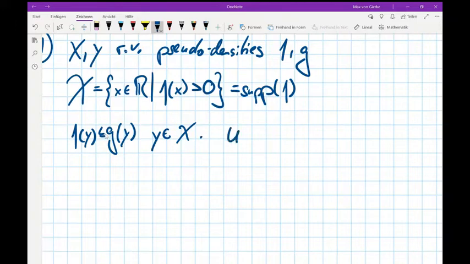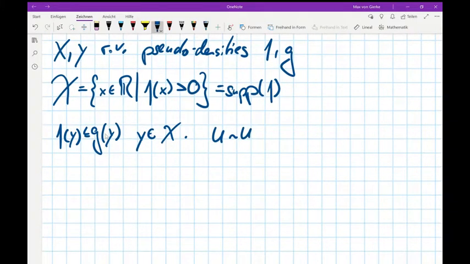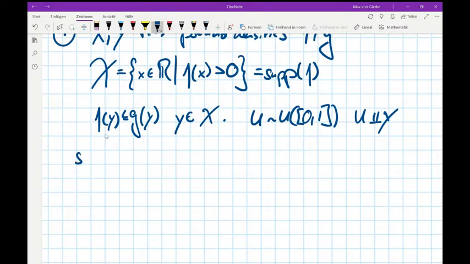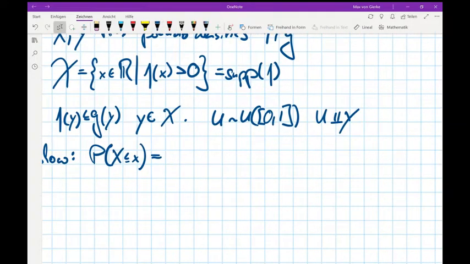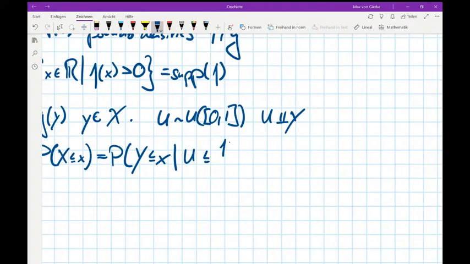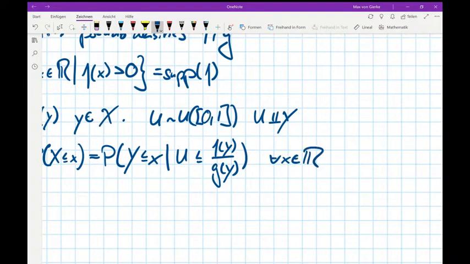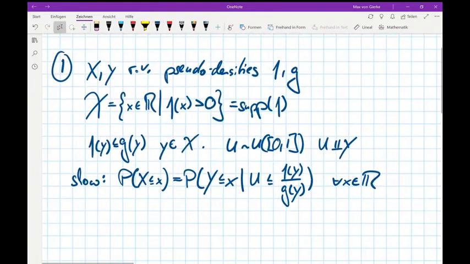Okay, we had this other random variable U, uniformly distributed on 0 to 1, and U is independent of Y. It was to show that the distribution of X and the distribution of Y under this condition are the same. Okay, so this is where we start.